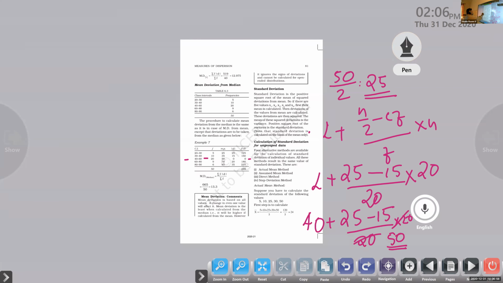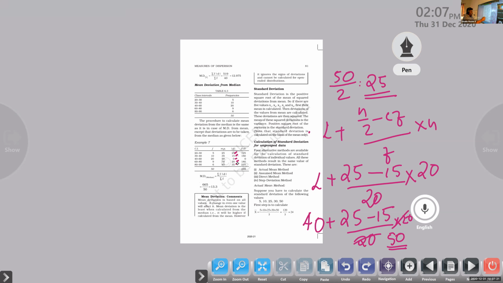So come back here. Now you are going to find the deviations. 50 minus 25, 25, correct. 50 minus 35, 15, correct. 50 minus 50, it is 0, correct. 50 minus 70, 20, correct. 50 minus 85, 35, correct. Clear or not?